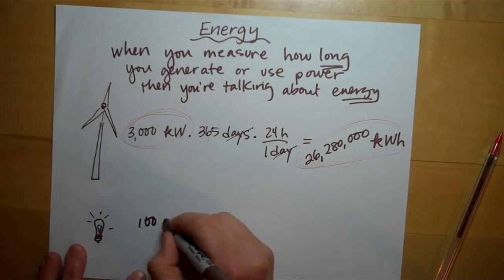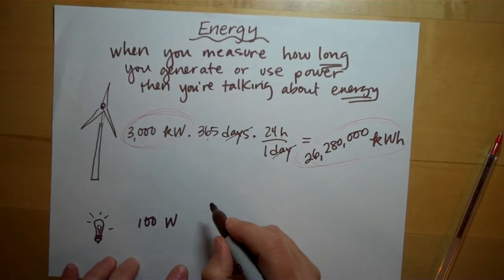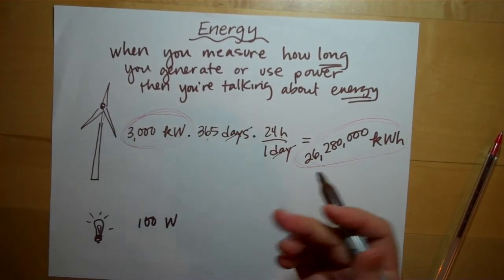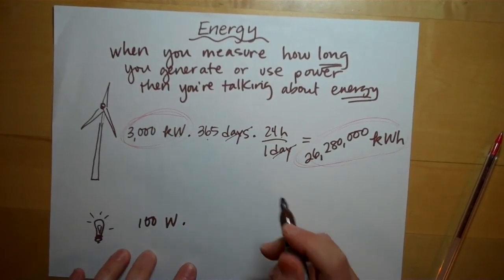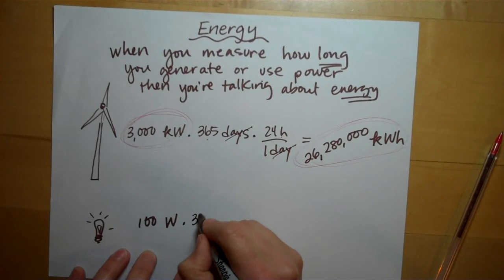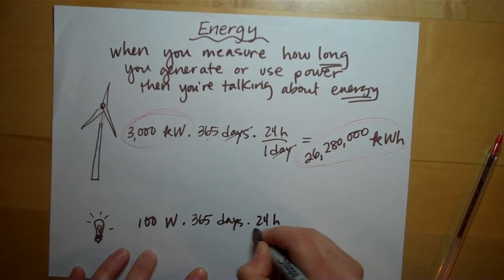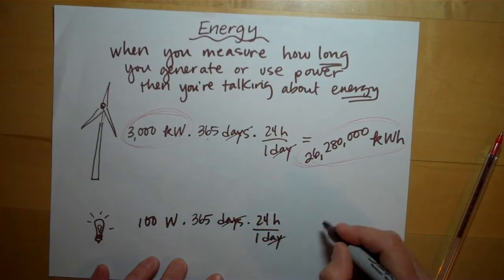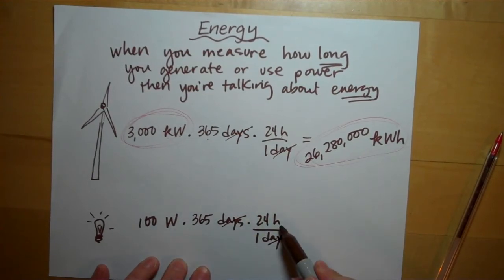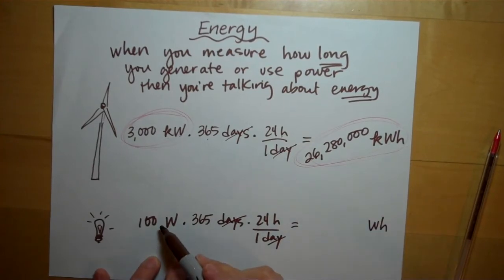Say our light bulb requires 100 watts of power, and say it's an outside light bulb on your front porch, and for some strange reason you leave it on 24/7 every single day. So the thing runs 365 days out of the year, 24 hours out of a day. You never turn it off. It's the exact same calculation. Days cancel and you're left with watt hours. But we'll see.